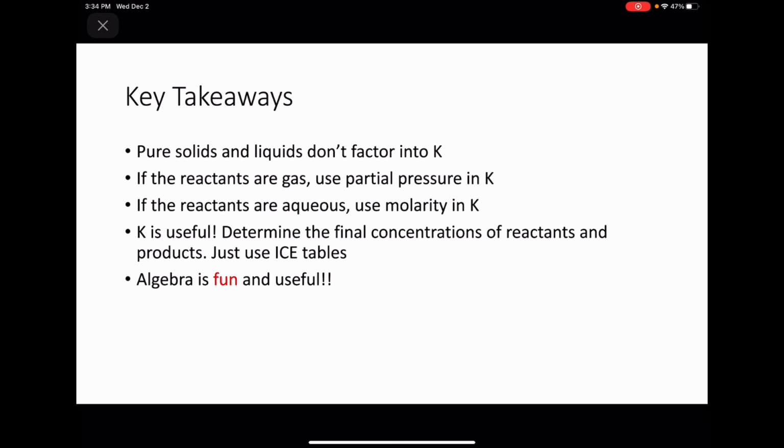So the takeaways from this: pure solids and liquids don't factor into the equilibrium constant. You can add them all day or subtract them all day. It's not going to affect the equilibrium. Depending on what your reactants are, it changes the units, but they end up in K. We always divide by a standard state so that K is unitless. We've demonstrated how useful K can be so that we know what our final concentrations will be at the end, when thermodynamics is done with it. The equilibrium concentrations will be represented by that. And we've learned how to use ICE tables, and we know that algebra is fun.